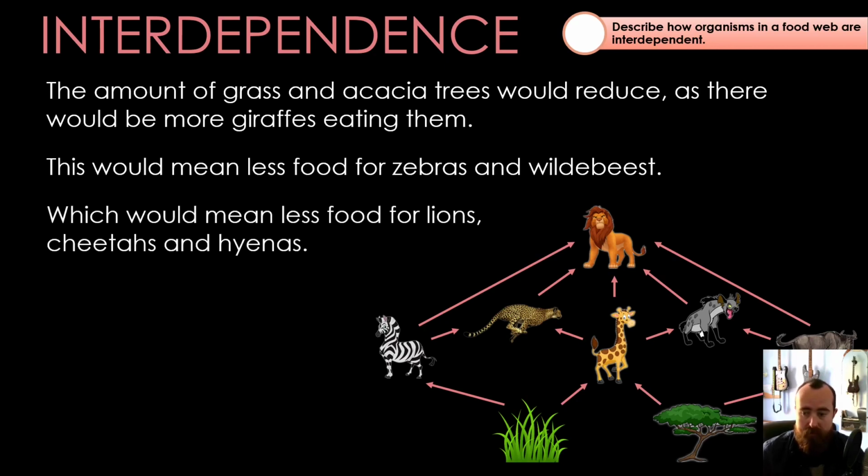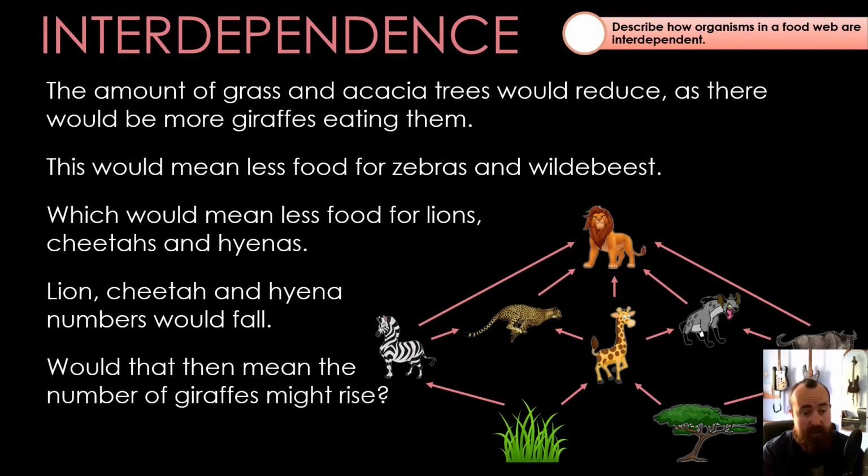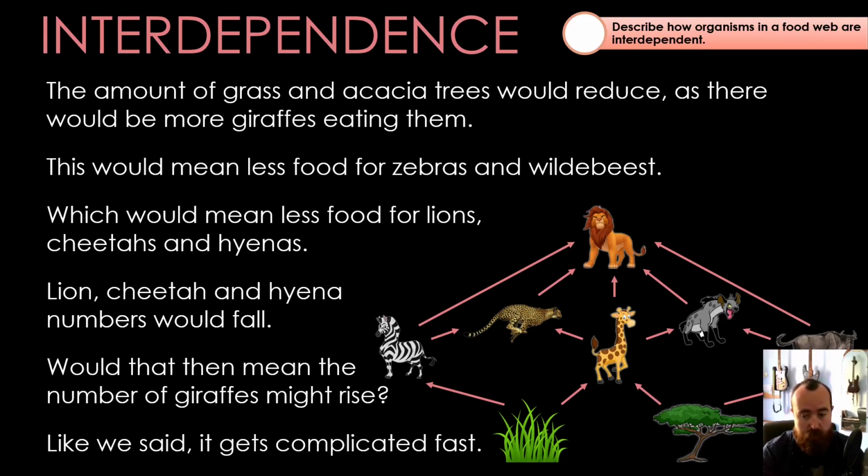So if their numbers go down, the zebras and the wildebeest, surely that would mean that the cheetahs and the hyenas' numbers would drop too, because there are fewer zebras and fewer wildebeest for them to eat. And if there's fewer zebras and fewer wildebeest, then surely the numbers of cheetahs, hyenas, and lions would fall. So initially we said the number of lions would increase. Now we're saying that it might fall. Would this then mean if there's fewer predators, that the numbers of giraffes would rise even further? It gets far too complicated far too quickly.